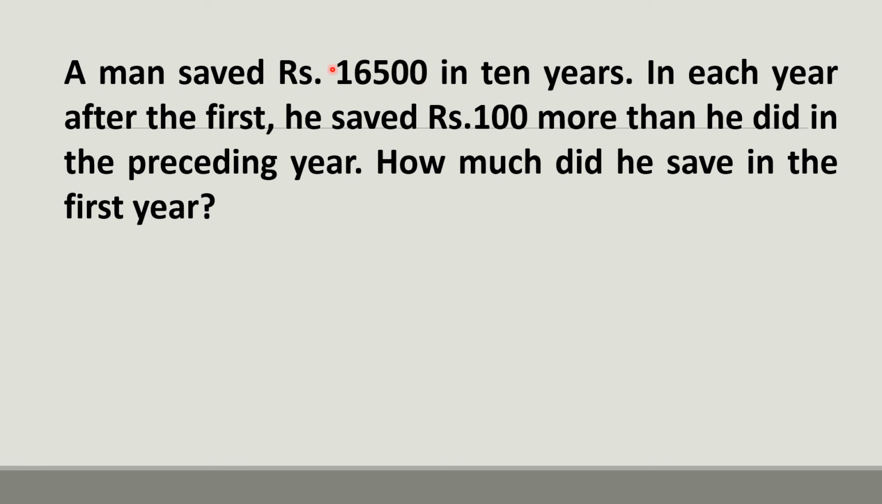And a man saved 16,500 in 10 years. So 10 years is there, n is 10. 16,500 is the total amount saved. Hence, sum is 16,500. So n is given 10, d is given as 100, sum is given as 16,500. Then what is it that is unknown? How much did he save in the first year? So a, or the first term, is to be found out. How can we find it out?